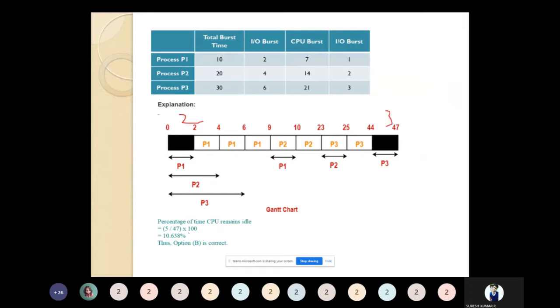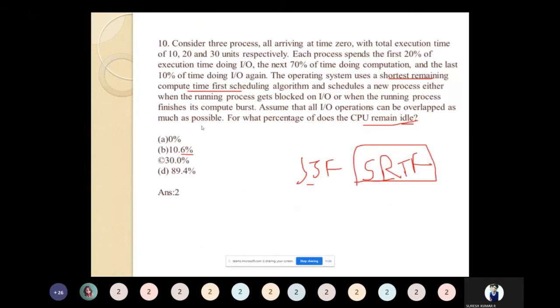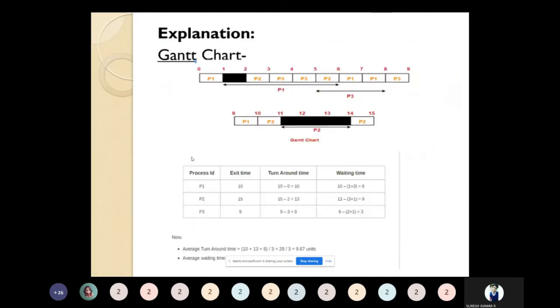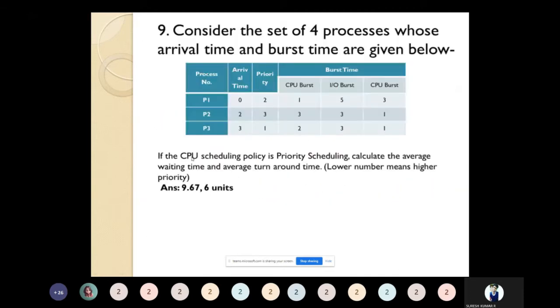Here we calculate the percentage of idle time. 2 plus 3 is 5, divided by the total number of clock cycles, 47. So 5 by 47 into 100, and we get 10.638. So option B is my answer. This is the problem based on the SRTF algorithm. From this topic we solve many problems, and this one is very simple.